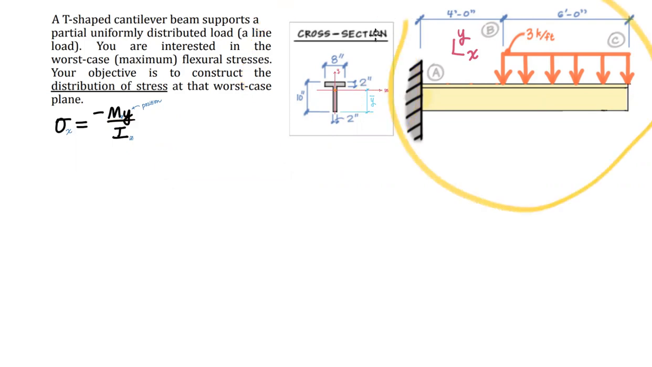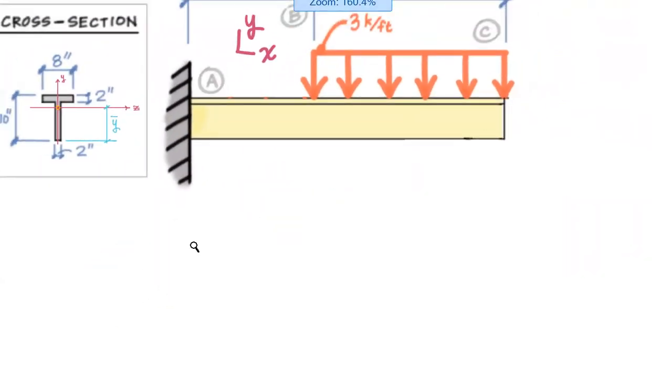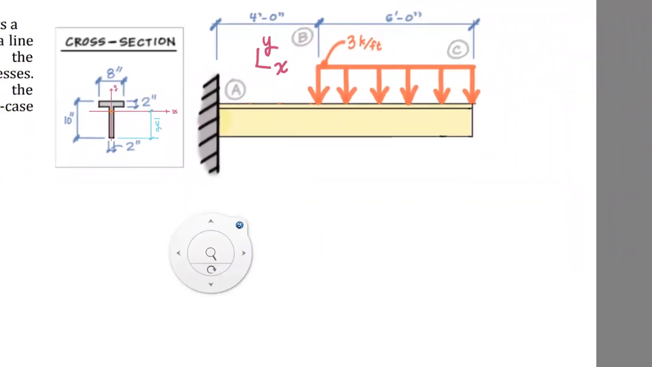In terms of the beam length, we need to do shear moment diagrams to figure out our worst case bending moment. Because if I want worst case or maximum stress, sigma, that means I need to plug in a worst case or maximum bending moment. I think I'm going to do that part first. So let's zoom in over here. Let's mess with our beam and do some shear and moment diagrams of this one.